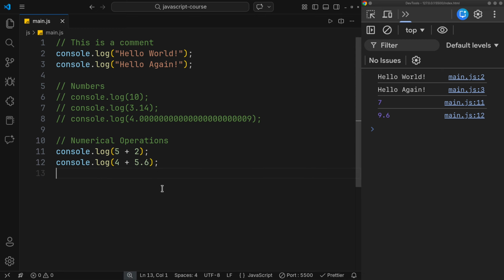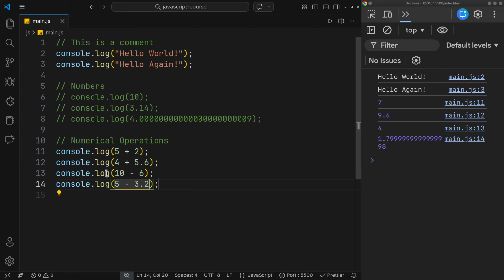Hit save. As you can see, we are getting 9.6. Similarly, we can do subtraction as well. So clg, and let's do 10 minus 6. Hit save. Okay, that is plus, so minus. As you can see, we are getting 4. Once again, clg, and let's do something like 5 minus 3.2.